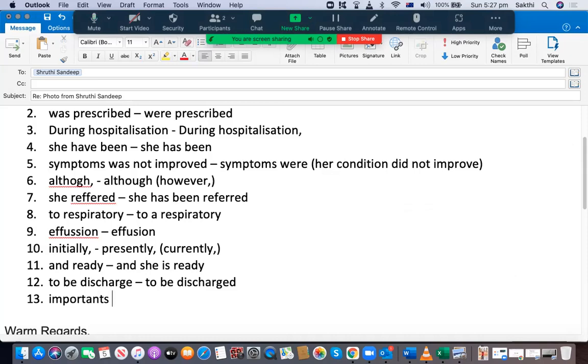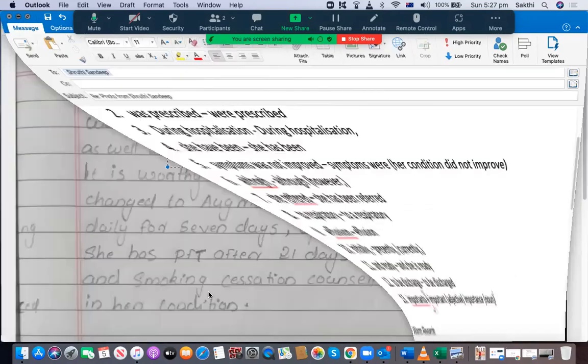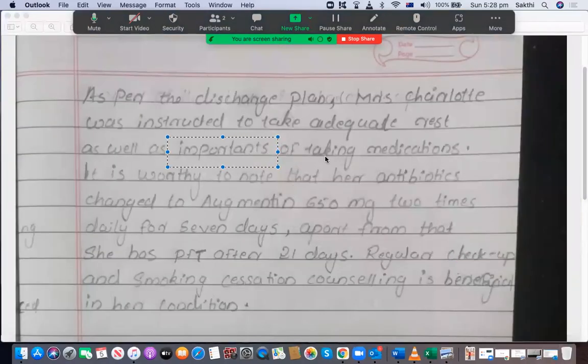Okay, I'll tell you what. There are two words. One is important, which is an adjective. And then the other one is importance, which is a noun. I'm pretty confident that you wanted to write down a noun here, isn't it? Importance of something, isn't it? So this one is incorrect. All right, so you should have used importance of. Okay. All right, taking medications.